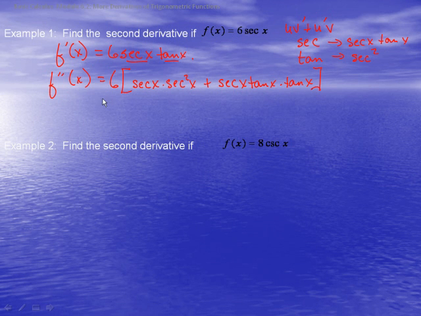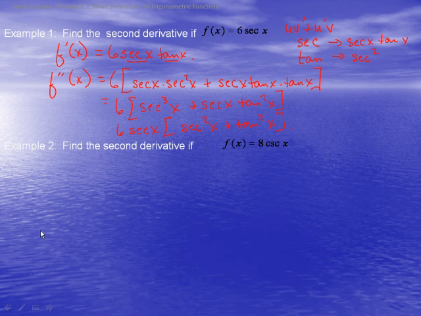So that would give us 6 times secant cubed plus secant x tangent squared. And I could factor out a secant, so that would give me 6 secant x times secant squared x plus tangent squared x. And I'm done.